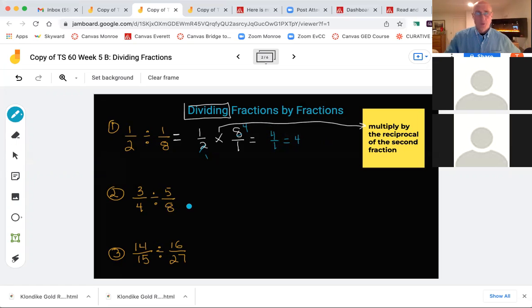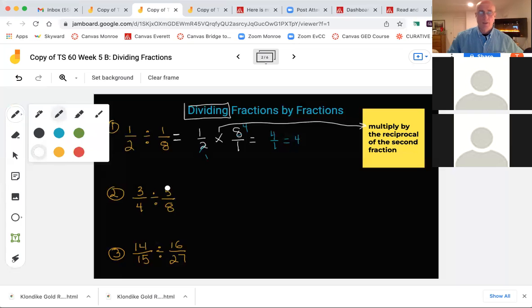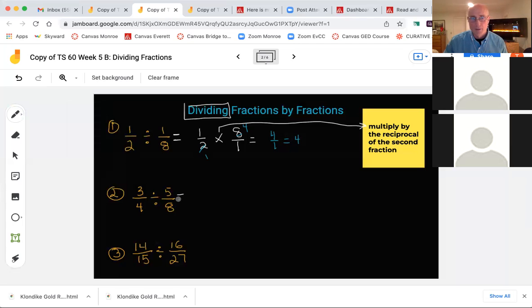Okay. You probably on your own could now do number 2 here. But again, I want to model it for you. Okay. I've got 3/5 divided by 5/8. So I'm dividing this fraction into this one. So what I'm going to do is I'll write an equal sign on my notes, my paper, and I'm going to write 3/4 times the flip, the reciprocal of 5/8, which becomes 8/5.